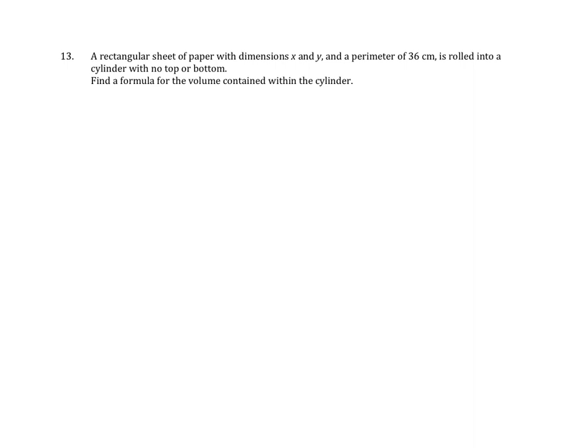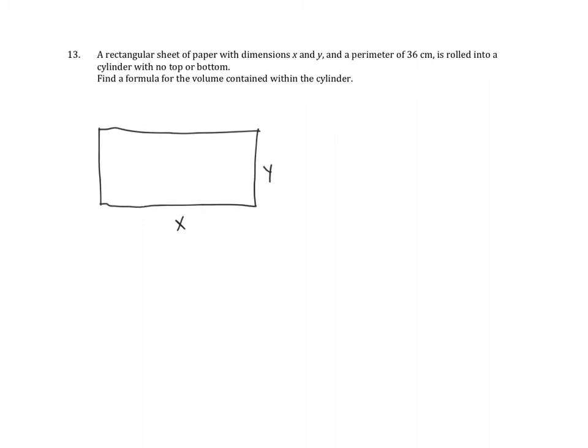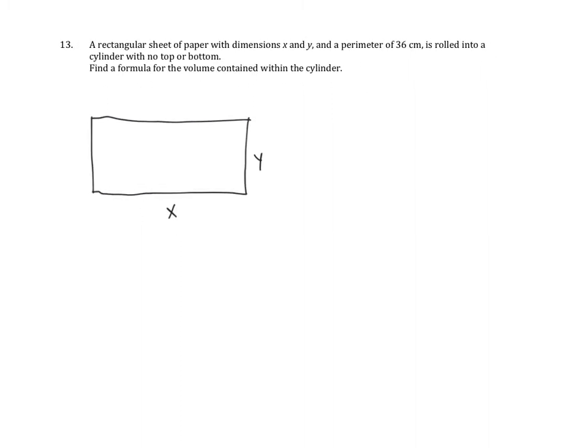Okay, so let's start off with the sheet of paper first. Draw that. Okay, the sheet of paper has dimensions x and y, and the perimeter is 36. They want us to find a formula for the volume. So we just imagine if we rolled this into a cylinder, kind of a wider cylinder than that though, I think, but I'm not sure, maybe not.